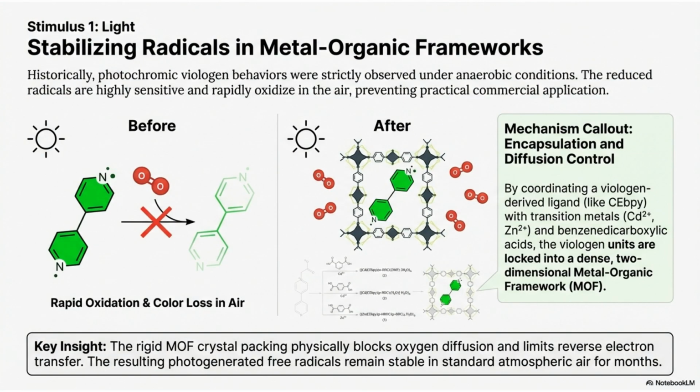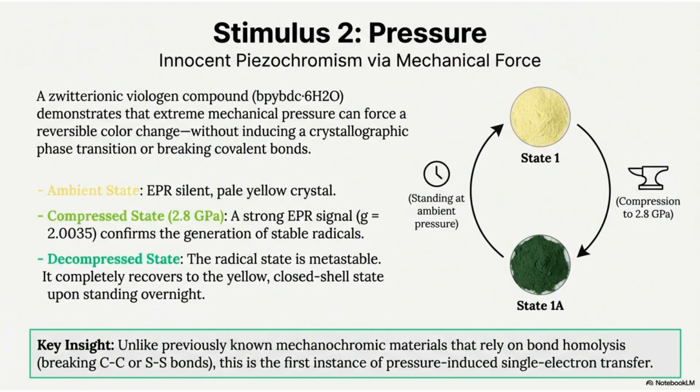Previously, viologen photochromic behavior was restricted to anaerobic conditions due to rapid oxidation in the air. By locking viologen units into a dense metal-organic framework, the crystal packing physically blocks oxygen diffusion, stabilizing the radicals in the air for months. The first stimulus is pressure.